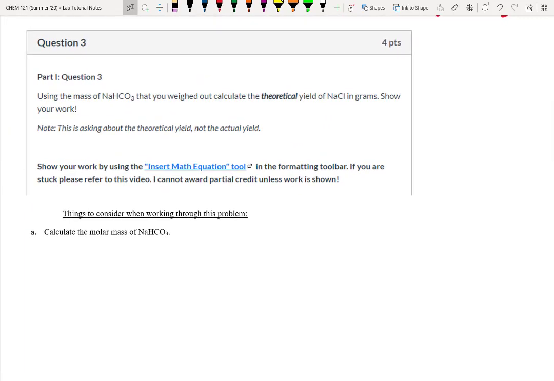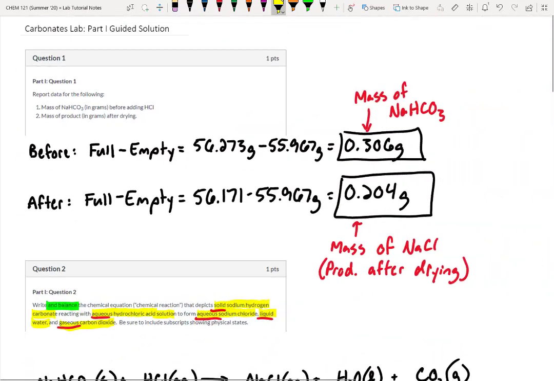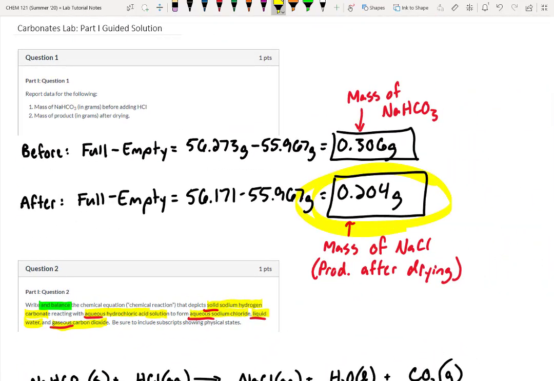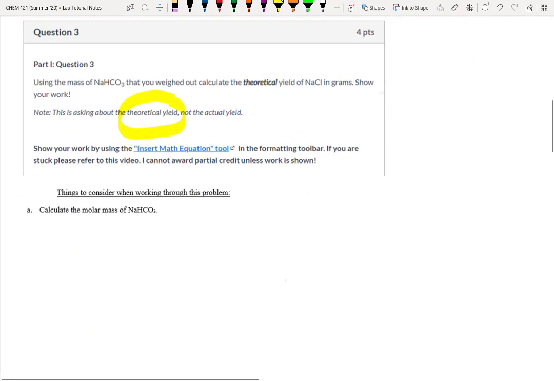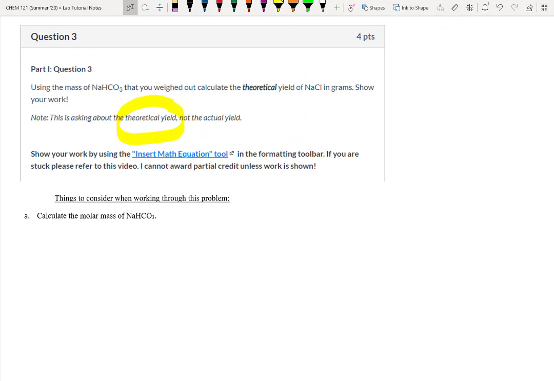It says using the mass of sodium hydrogen carbonate that you weighed out, calculate the theoretical yield of sodium chloride in grams and show your work. And it says that this is asking about the theoretical yield, not the actual yield, right? The actual yield we actually found up here where it said we actually got this out of the reaction. But what this question is asking is, in a perfect world, theoretically, what could you have gotten out? What's the maximum amount of sodium chloride you could have received?